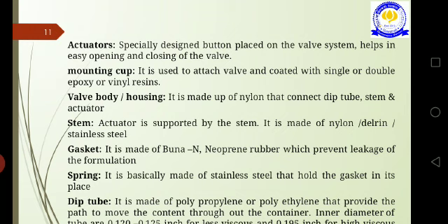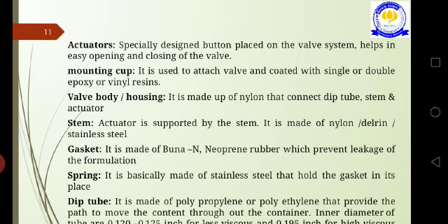Now, the valve body and housing is a linking connection between the dip tube, stem, and actuator. So it will hold the system for the rest of the period. The stem actuator is supported by the stem. It is made up of nylon, bearing, and stainless steel.